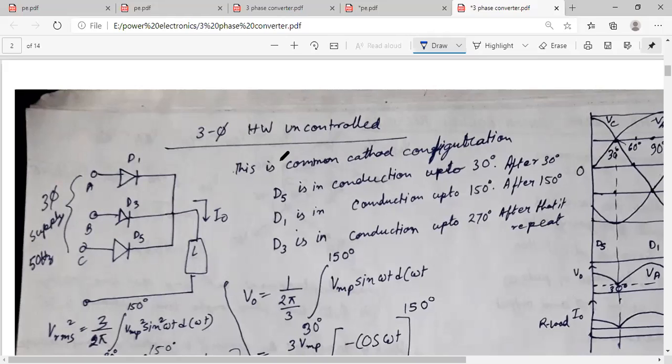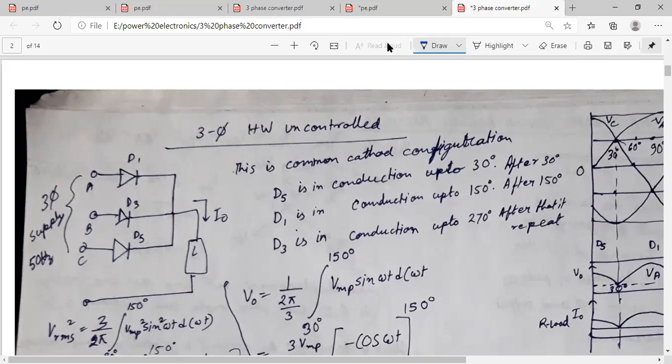Okay, so this is the common cathode conduction configuration. The three phase supply is connected, the ABC connection is there. This is diode 1. Diode 1 is connected to A. Diode 3 is connected to B. Diode 5 is connected to C. Clear? So they are connected to load.